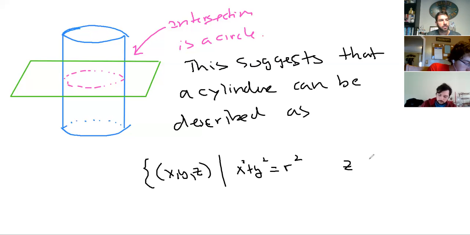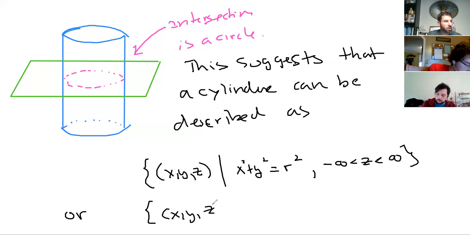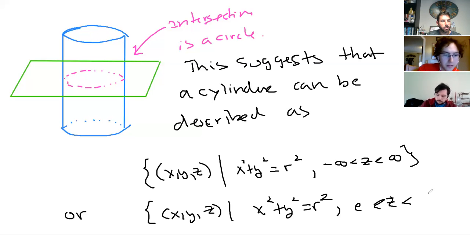Well, Z can range from some fixed point to another. But if I imagine that the cylinder extends in all directions, I might say that Z ranges between negative infinity and infinity. Or, if you'd like, you don't have to make it go on forever. You could say something like x squared plus y squared equals r squared, and Z ranges between some values. Maybe the smallest one is E and the largest one is some number F, depending on whether this cylinder goes forever and ever vertically or if it stops.